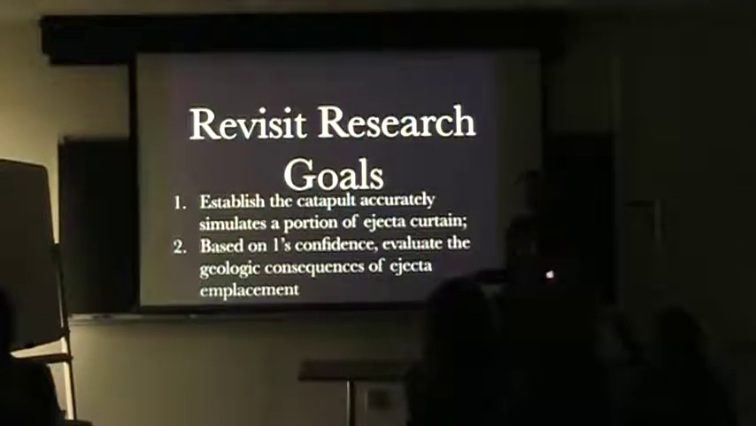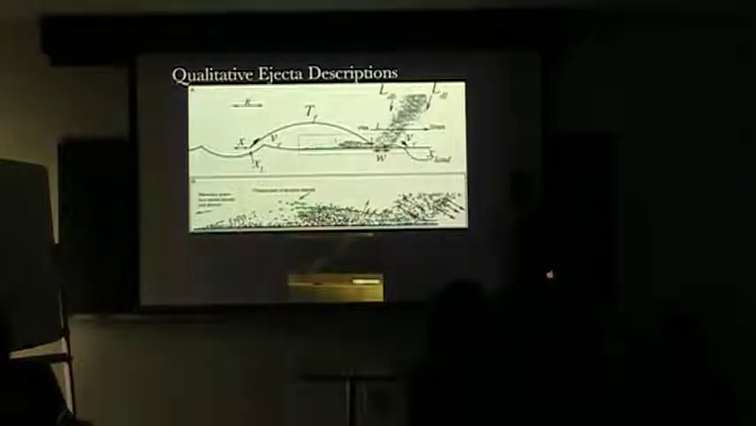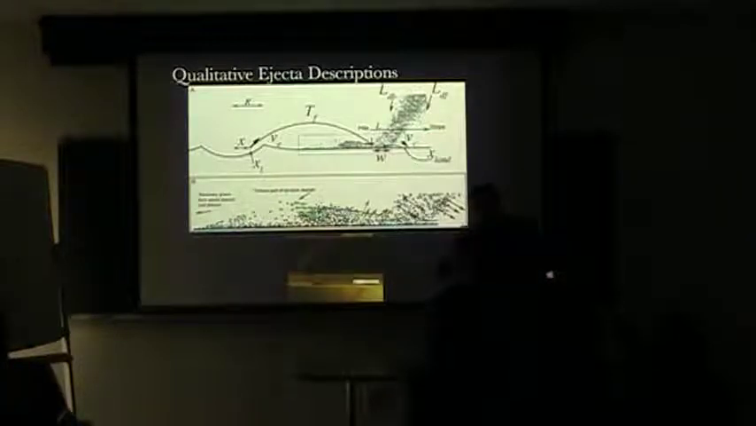So let's revisit my research goals. The first has been to establish that the catapult accurately simulates a portion of the ejected curtain. I'll put a green check mark by that. I've done that. Based on that confidence, we can evaluate the geologic consequences of ejected emplacement. I'm going to start off first with qualitative descriptions of what I observed and follow that up with more quantitative observations.